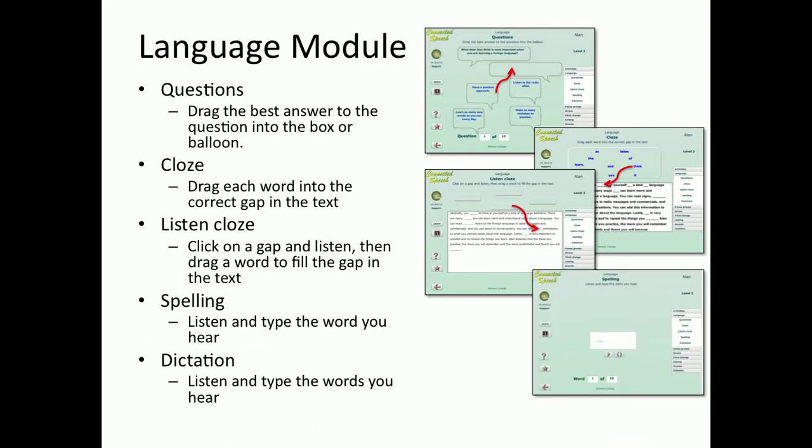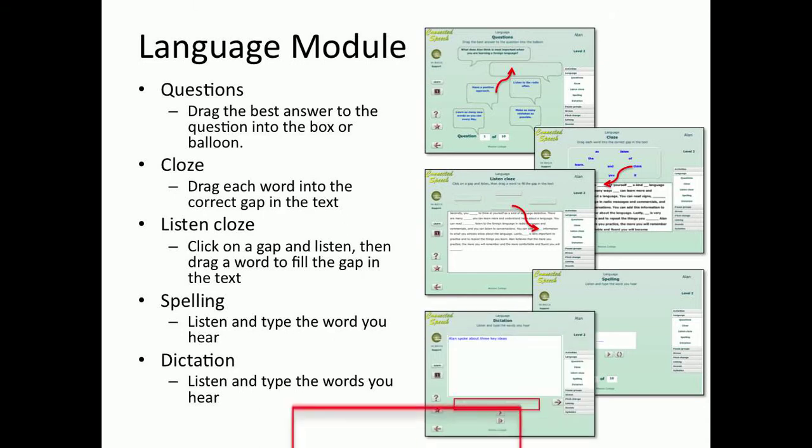There's also one for spelling. Spelling is usually just one word at a time. How do you spell the word? You listen to it, then you spell it. Then there's dictation, and dictation is you listen to a whole passage, a whole paragraph, in short parts. They'll give you a bunch of different parts of sentences that you listen to, and then you type it into the box.